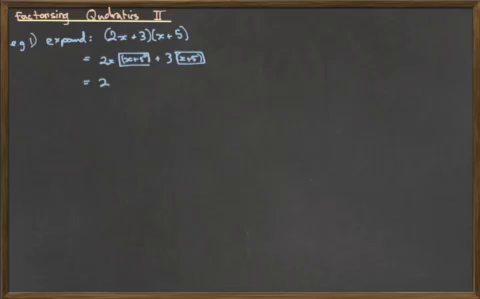So it's 2x times x plus 5, which is 2x squared plus 10x, and then 3 times x plus 5, which is 3x plus 15. Now we can simplify. So 2x squared stays the same, 10x plus 3x is 13x, plus 15. Okay, that's expanded, that's us done.